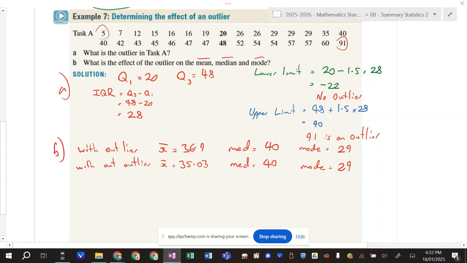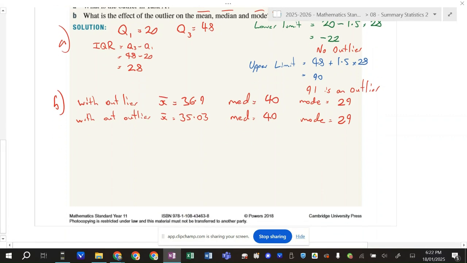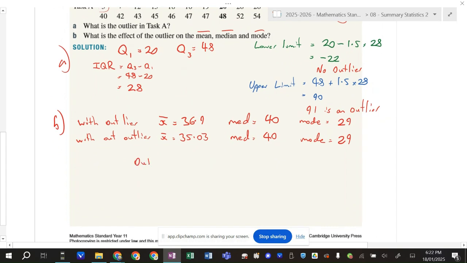So what did that outlier do? How did it affect our data? Well, the outlier increased the mean but had no effect on the median or the mode. Okay, and that's all there is. I know that seemed like a lot of stuff, but your calculator's doing most of the work, but it's really important that you know how to use the calculator.